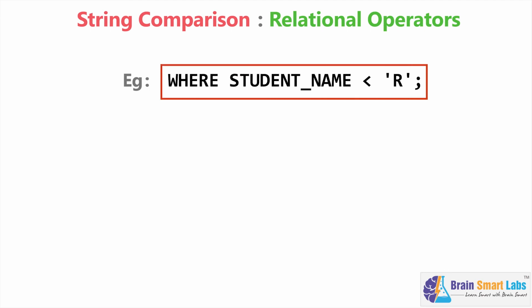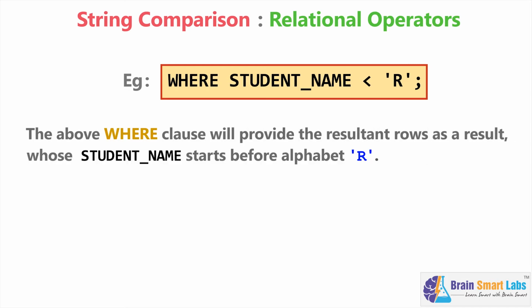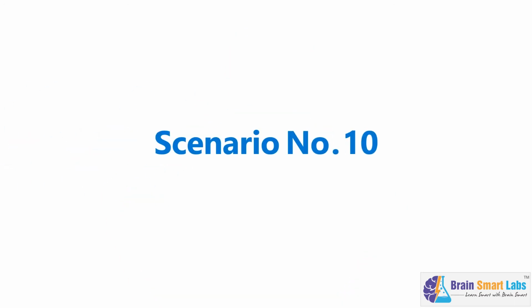Let us take one more example then. In the query where student name is less than 'R', the above where clause will provide the resultant rows whose student names start before alphabet R. Still did not understand? Still if you did not understand, you have to watch this scenario. Scenario number 10.